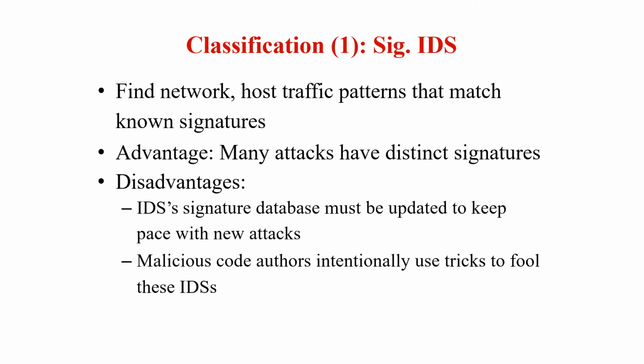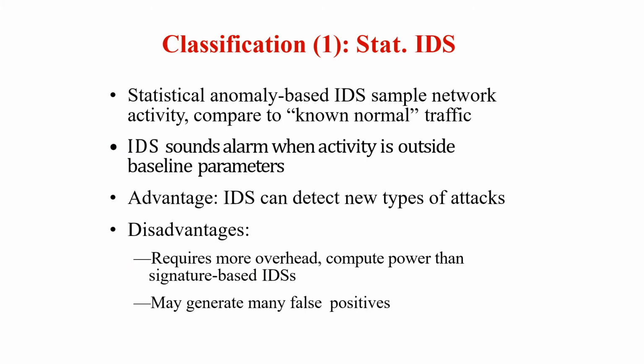Let's take the first one, IDS classification. SIG IDS, signature based, finds network or host traffic patterns that match a known signature. What is the advantage? Many attacks have distinct signatures. What is the disadvantage? The IDS signature database must be updated to keep pace with new attacks, and malicious code authors intentionally use tricks and tools to fool these IDS.